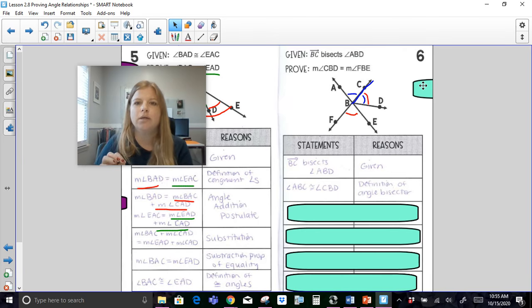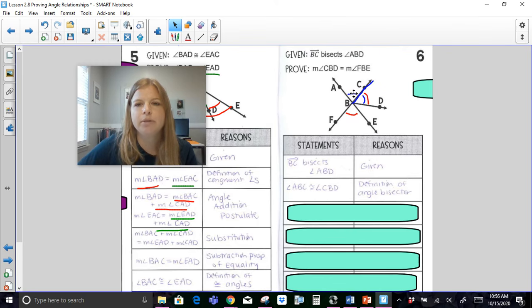All right. So now notice that one of the angles that we just talked about being congruent is part of one of the angles we need to prove. But so far I have nothing to do with FBE. Let's look at this diagram. We're now saying these two angles are congruent to each other. We need to somehow prove that the measures of these angles are equal to each other.